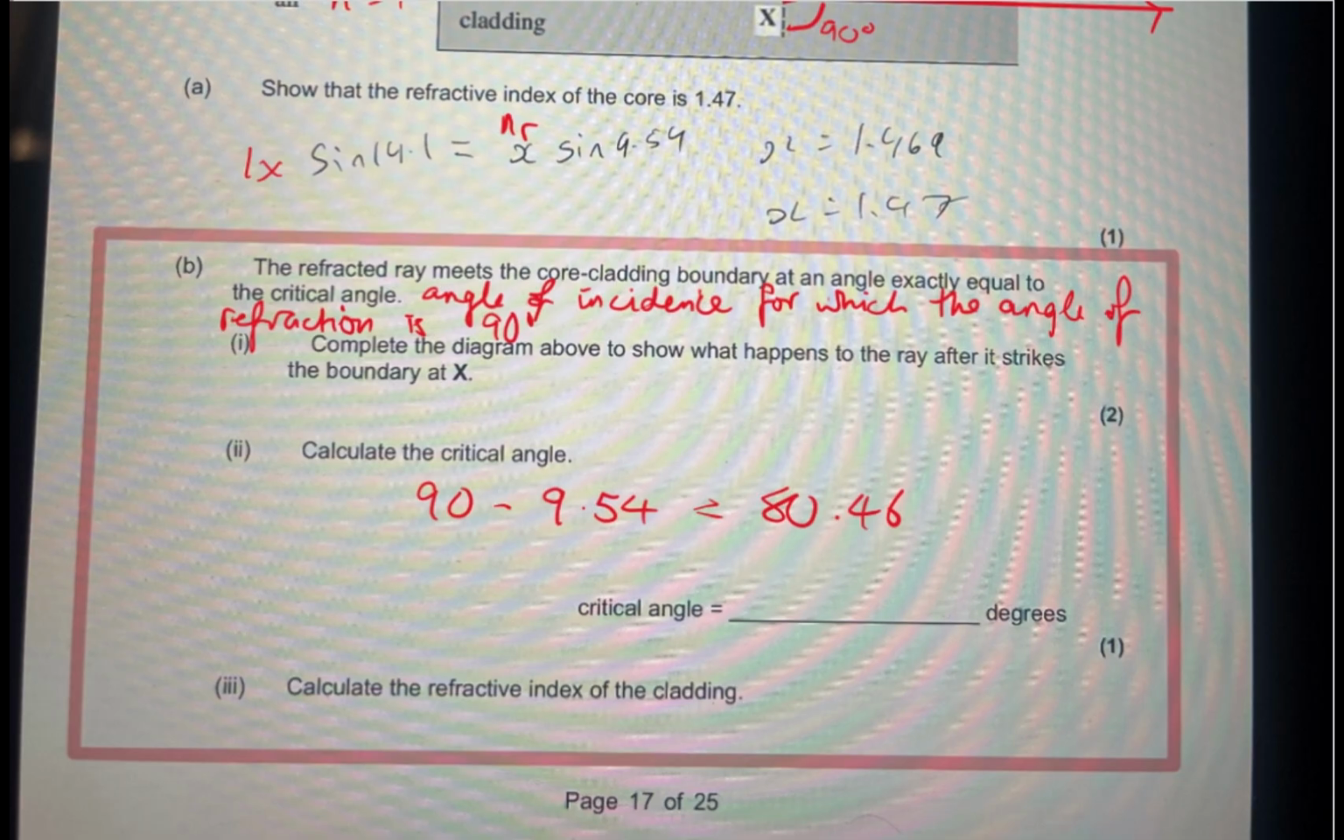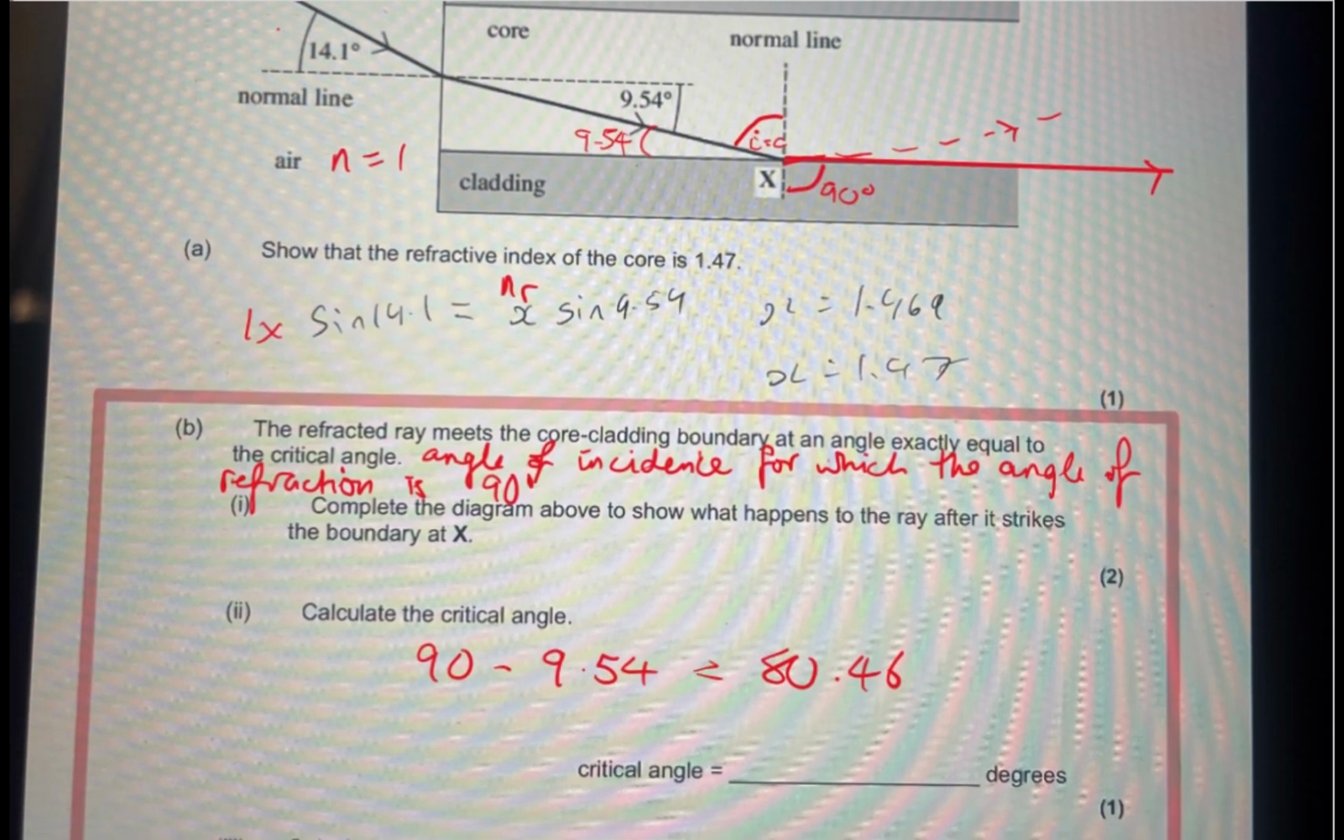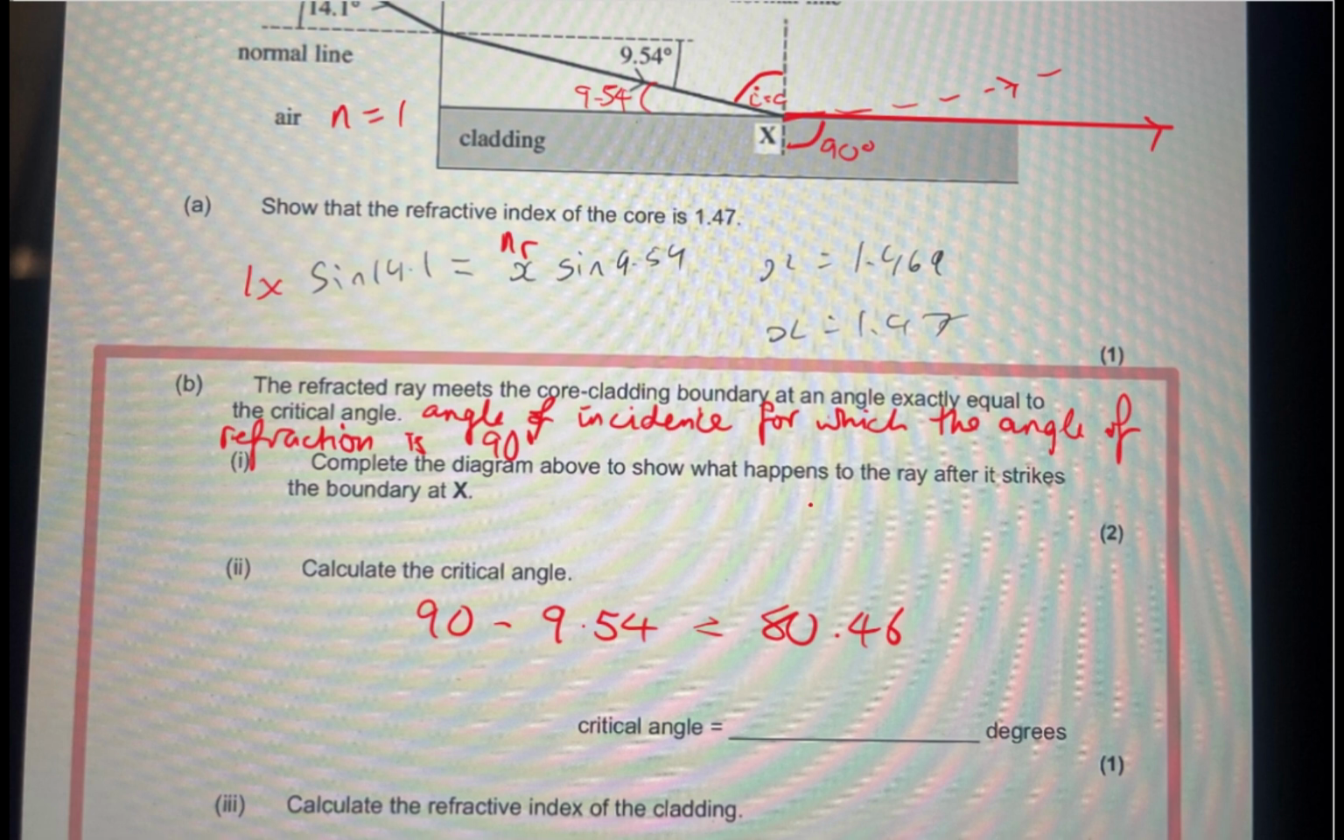And then calculate the refractive index of the cladding. Using Snell's law, Ni sine I is equal to Nr sine R. This is all to do with the core, and this is all about the cladding. So Ni, you've worked out earlier, 1.47 times sine 80.46 is equal to Nr, which is what we're trying to work out, the refractive index of the cladding, times sine R. Well, sine 90 is simply 1.